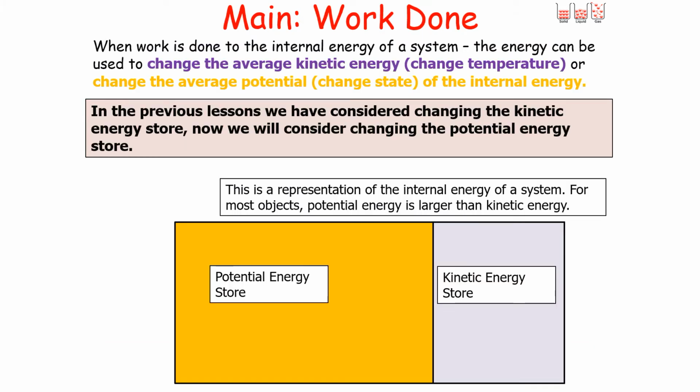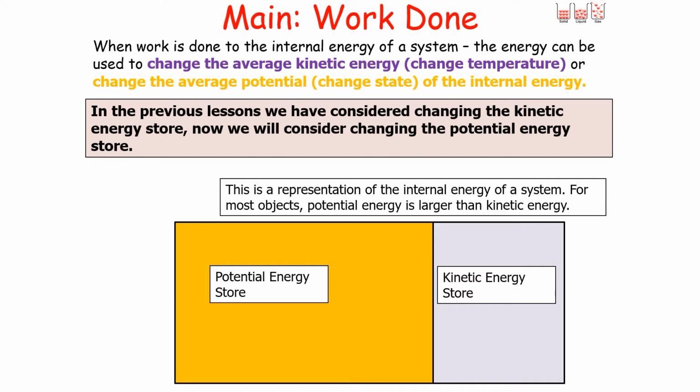So let's just clarify, when work is done to the internal energy of a system, the energy can be used to change the average kinetic energy, so change the temperature, or change the average potential energy, change the state of the internal energy. Now in previous lessons we've considered changing the kinetic energy store, but now we're going to consider changing the potential energy store.